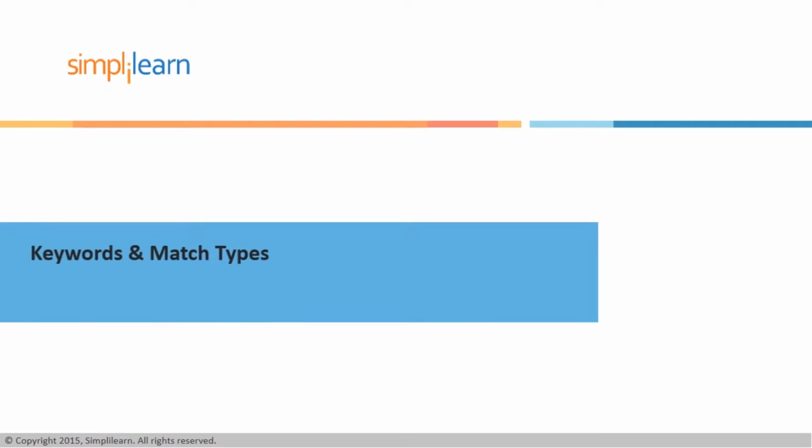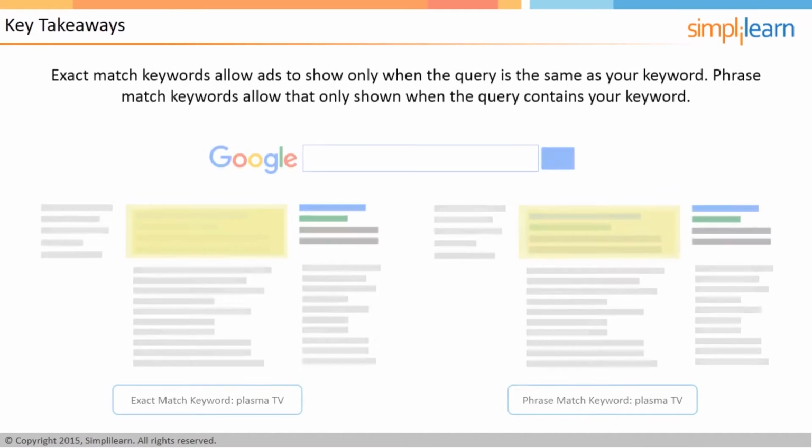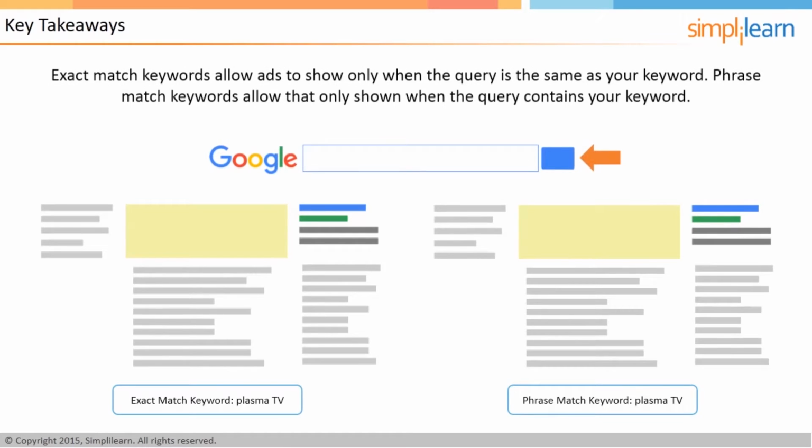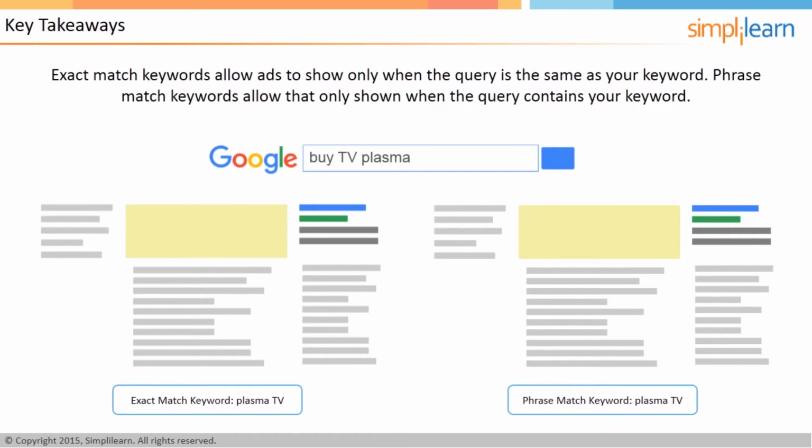So let's recap our information about match types. Match types determine how closely related the search query and keyword must be before your ad can be displayed. Exact match keywords only trigger an ad to show when the query is the same as your keyword. Phrase match causes your ad to be displayed when the keyword is contained within the query. There can be words before or after or both. However, if the query is not in the exact same order as your keyword, your ad won't be displayed.